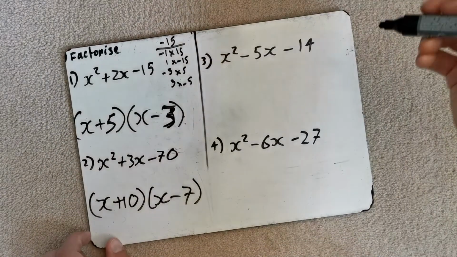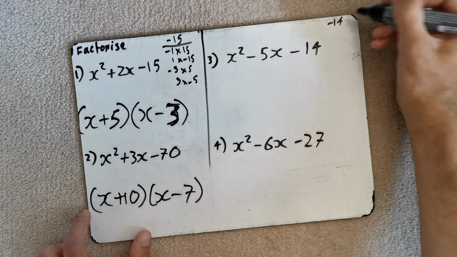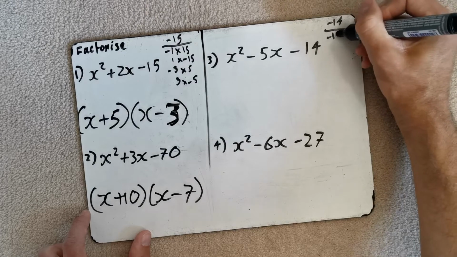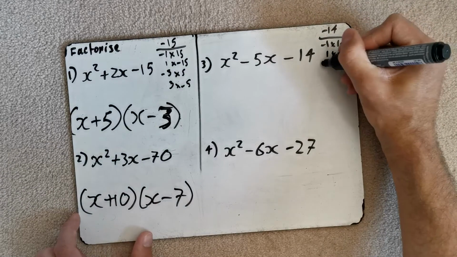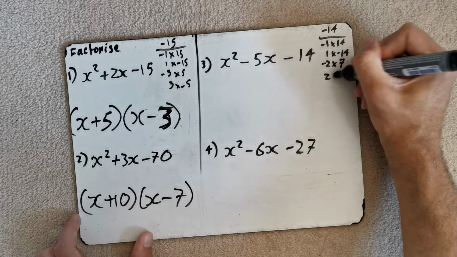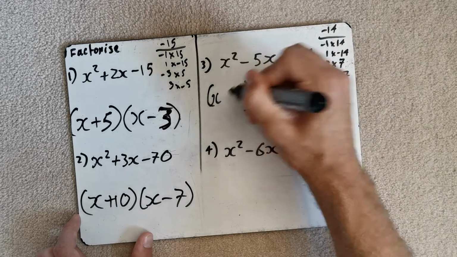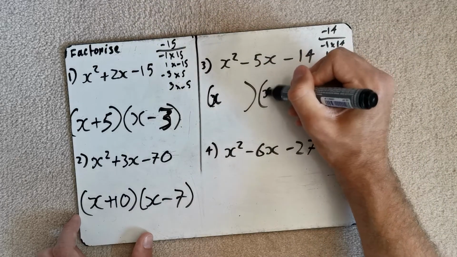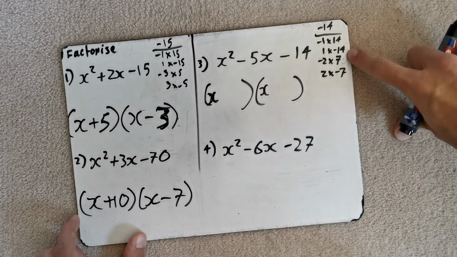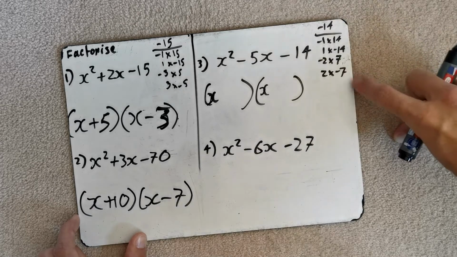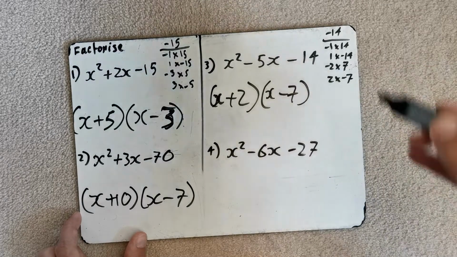Okay, right, what multiplies to make minus 14? We could have minus 1 times 14, 1 times minus 14. We could have minus 2 times 7 or 2 times minus 7. Okay, let's see which one would work. Add them together, you get 13, minus 13, you get plus 5. This one you're going to get minus 5, so it'll be x plus 2, x minus 7.